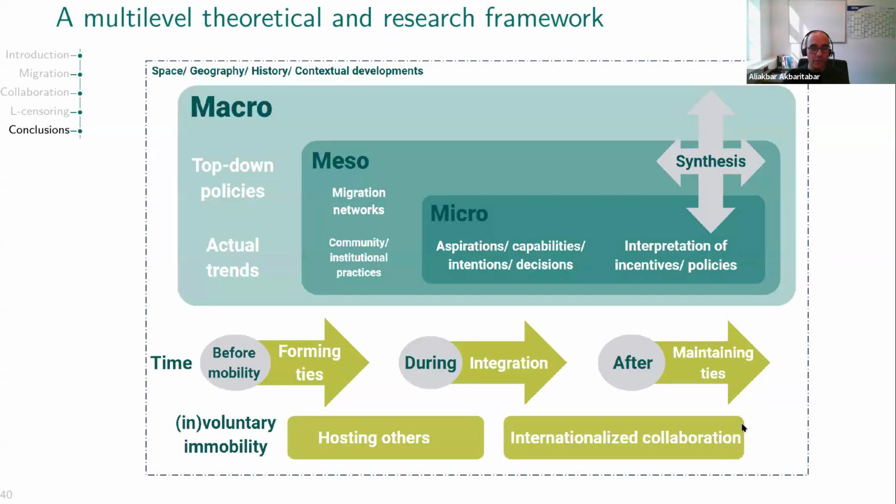This is the type of model that I have put beside each other, and I'm hoping to go in this direction and study them in the next steps: to look at immobile scholars, those who do not move but host others or form internationalized collaborations, and to look at those top-down policies and how the scholars interpret them at the micro level.